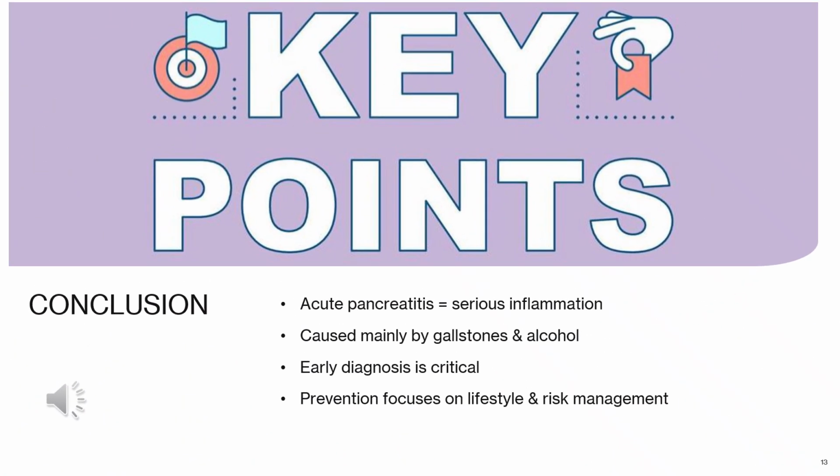In conclusion, acute pancreatitis is a serious condition caused by inflammation of the pancreas. It often results from gallstones or alcohol use, but other factors like high triglycerides and genetics can also play a role. Early diagnosis is essential because the condition can worsen quickly. Prevention focuses on lifestyle changes and managing underlying health issues. By understanding how the disease works and who is at risk, communities can take steps to reduce its impact.